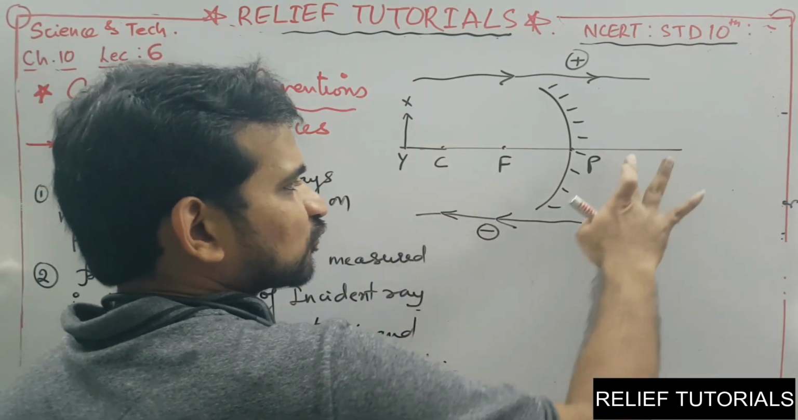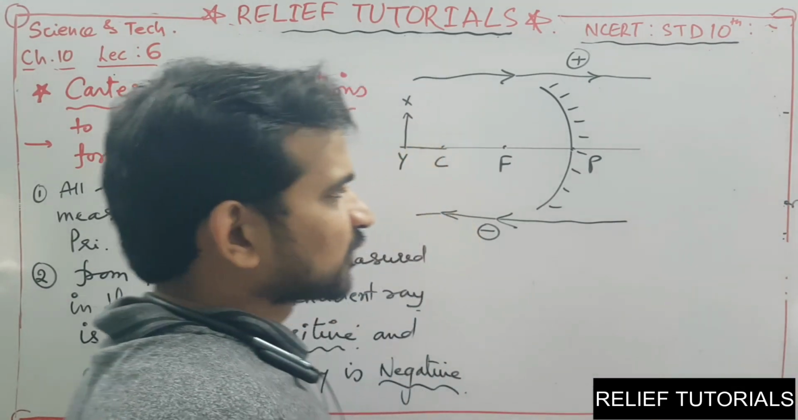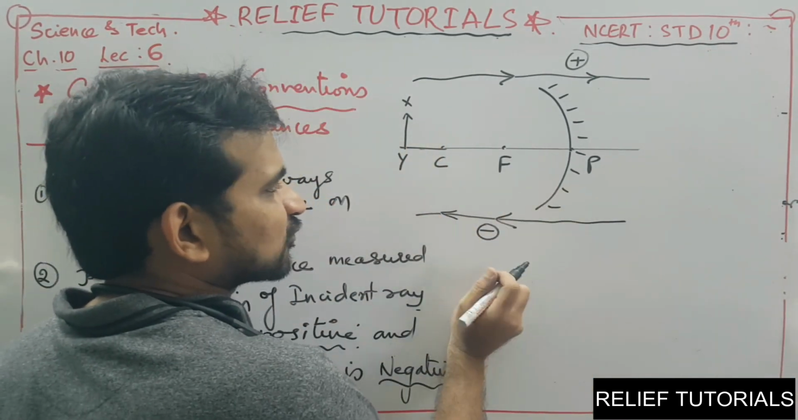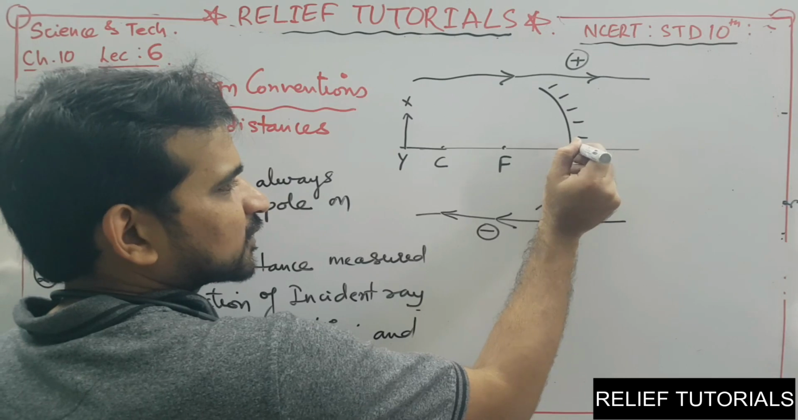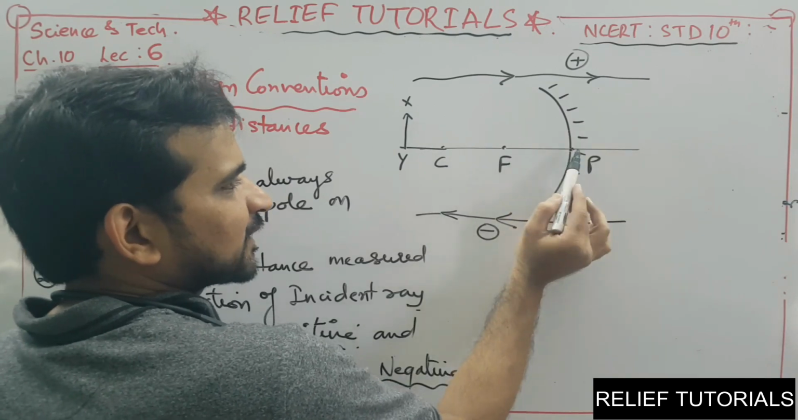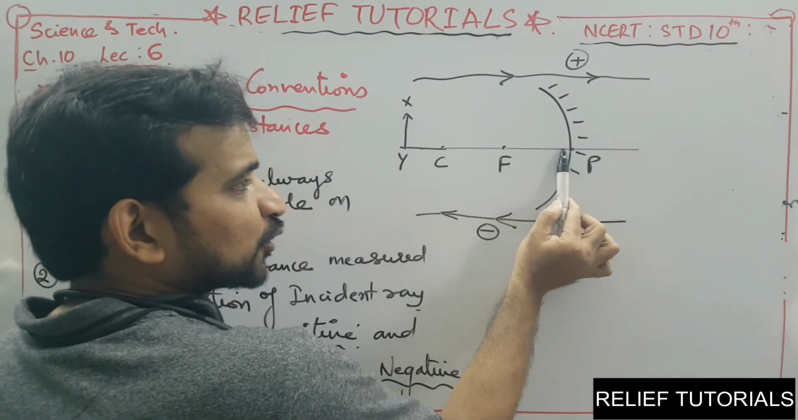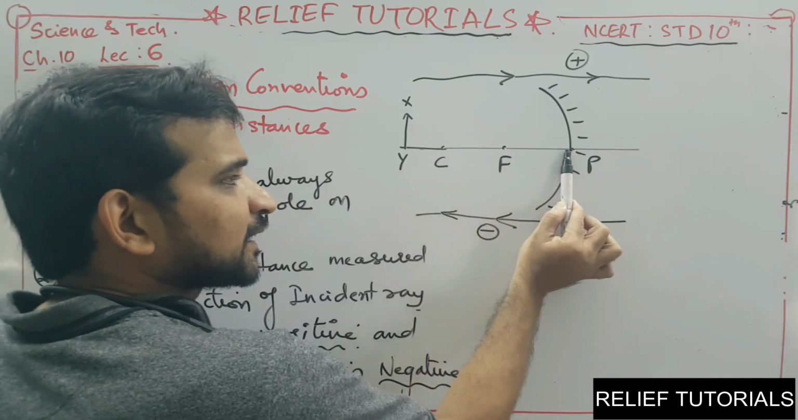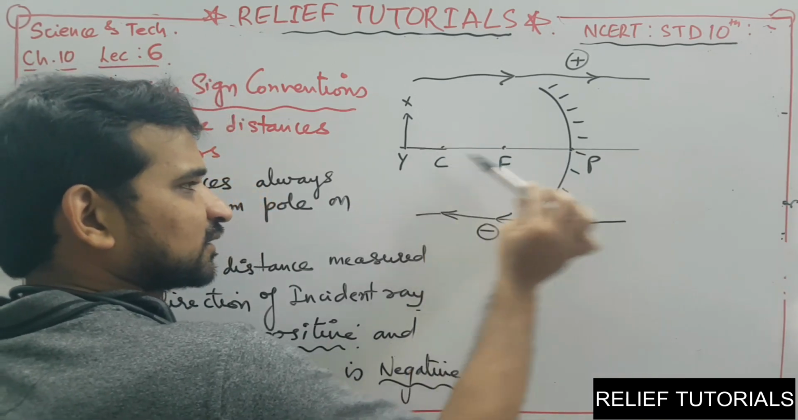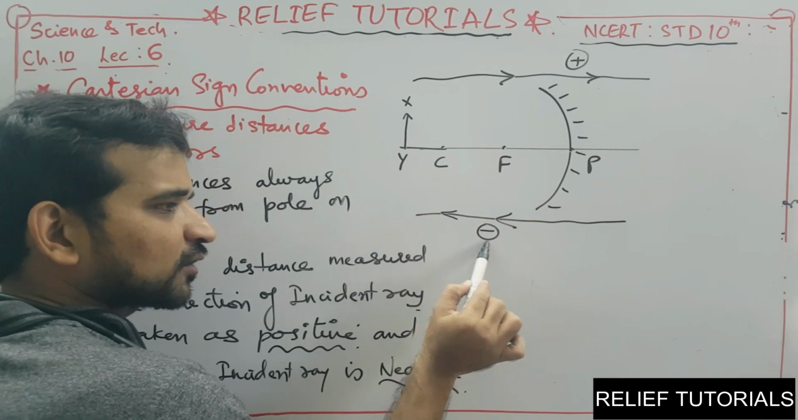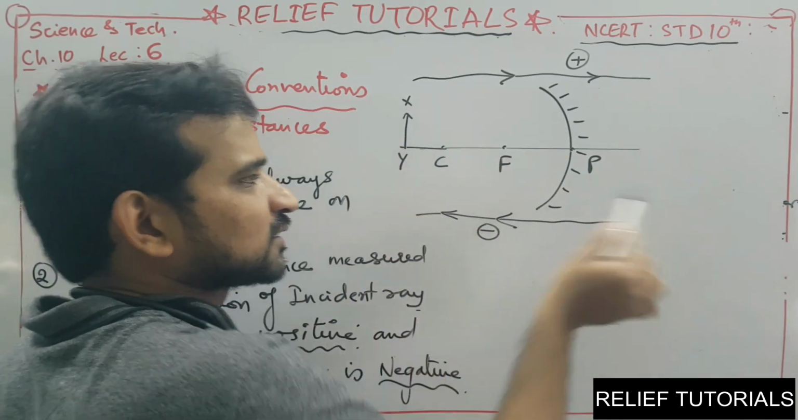Now if you start to measure all these 4 distances, first of all radius of curvature. Radius of curvature means P to C. So can we see that we are going from P to C? P to C means this direction, and this direction is taken as what? Negative, because it is opposite to incident ray.